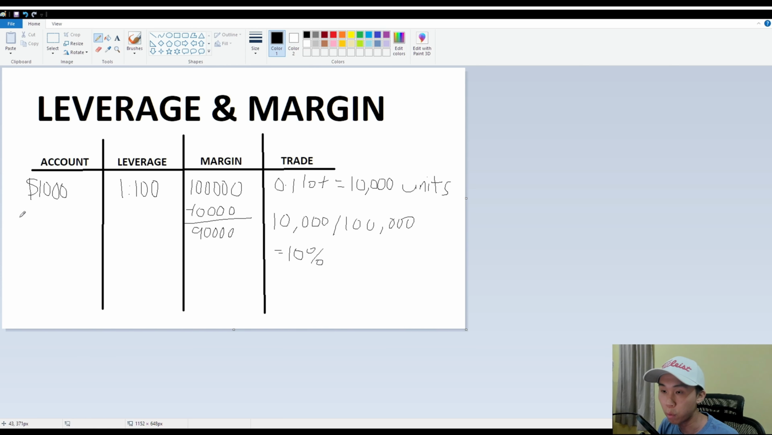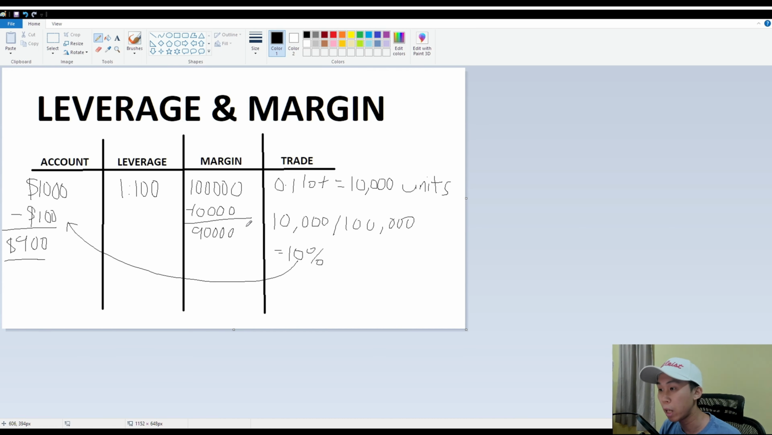So 10% would mean it affects your balance. And what is 10% of 1,000? It will be minus 100. So your balance now becomes $900. Now, it doesn't mean that your pocket now reduced 100. It just simply means that your margin has been affected. So for the next round, if you still want to open a trade, you now have this trade that is floating. It has not been closed yet.